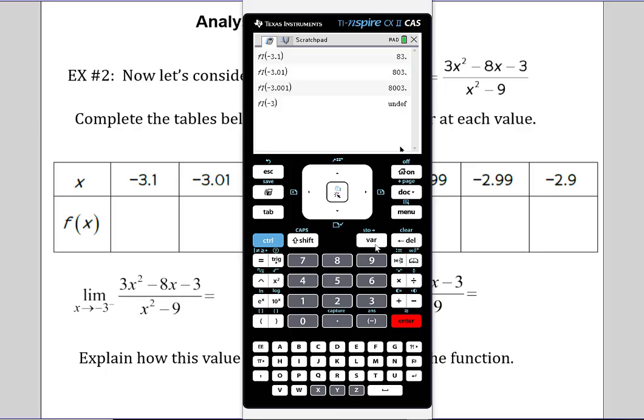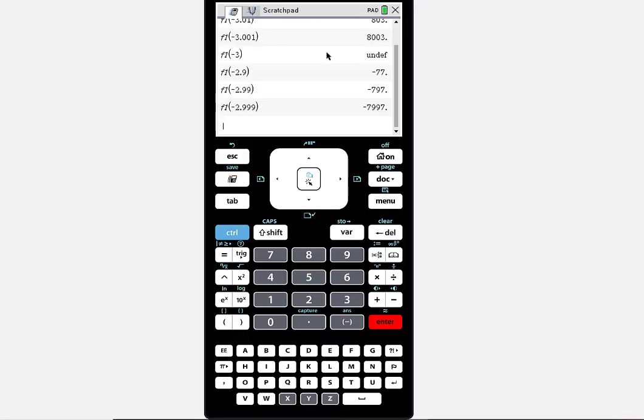And then going the other way from the right, starting over here at -2.9. That's -77. And then at -2.99. And then at -2.999. So you can see the behavior of the function in that case.